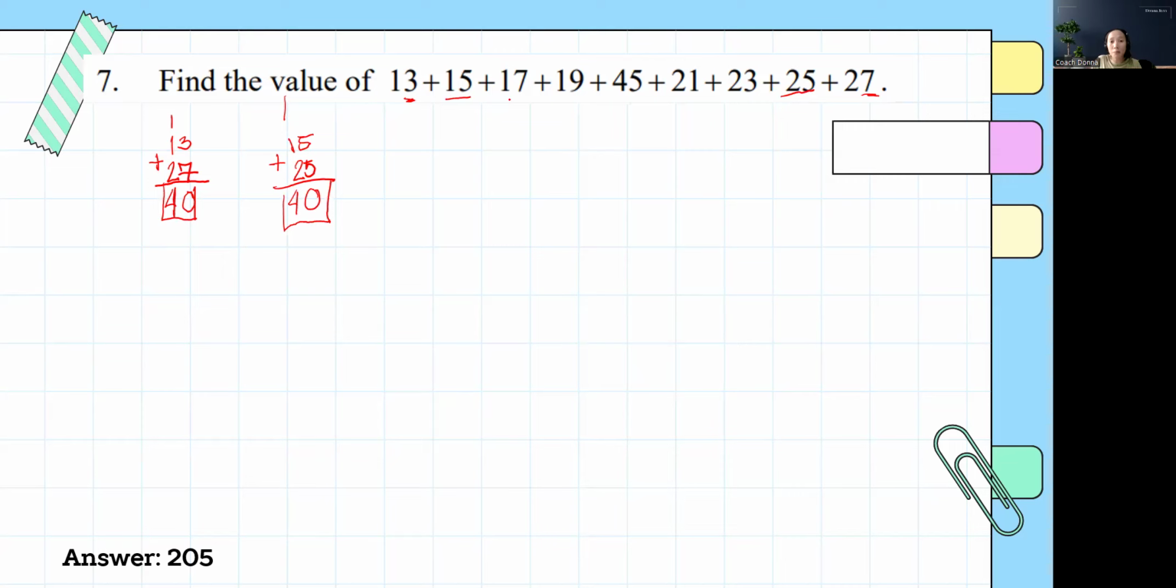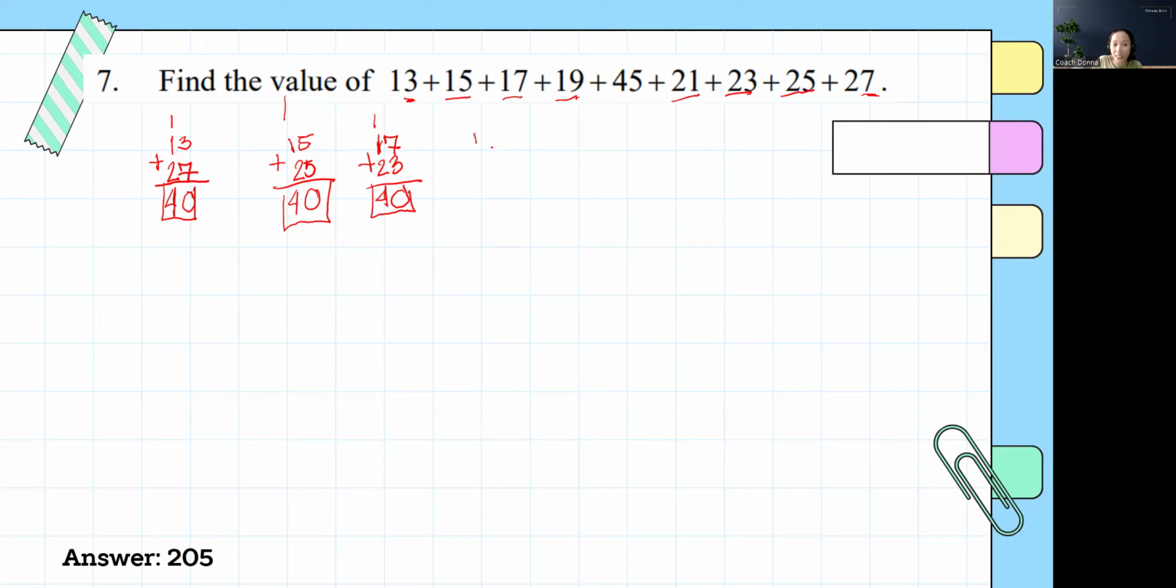Next is 17 plus 23 again. 17 plus 23. 7 plus 3, 10. 0, carry 1. 2 plus 1 plus 1, that's still 40. Okay. And lastly, we have 19 plus 21.